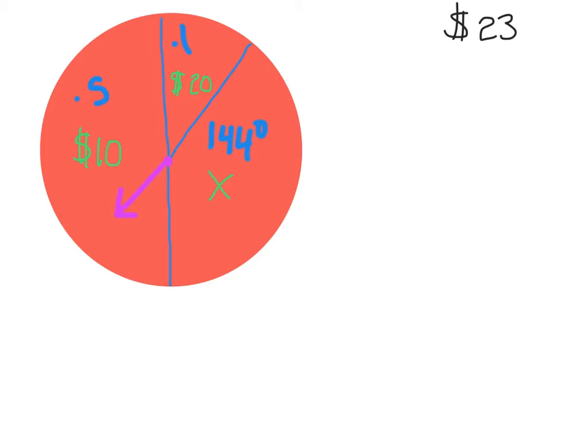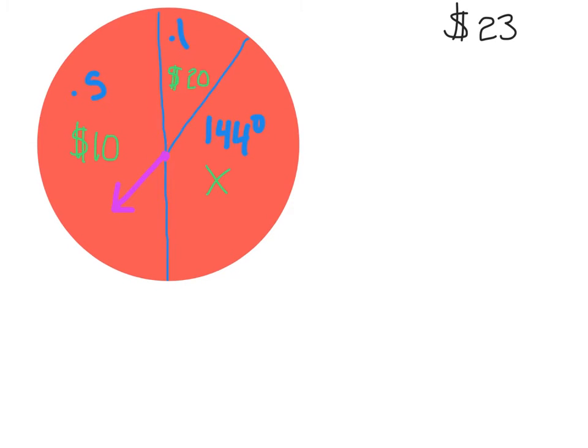Now, expected value is the probability times the outcome. So probability times the outcome, probability times the outcome, probability times the outcome. But whoa, that's degrees. I want to know what part of the circle this is. So what I could do is say, well, 144 divided by 360, the whole circle. And if we divide those, you get 0.4, which seems to make sense to me because we have 0.1 and 0.5 is 0.6, so 0.4 is what's left over.